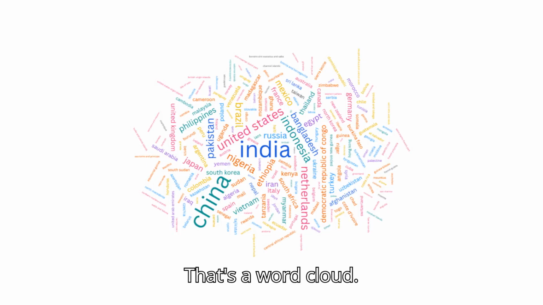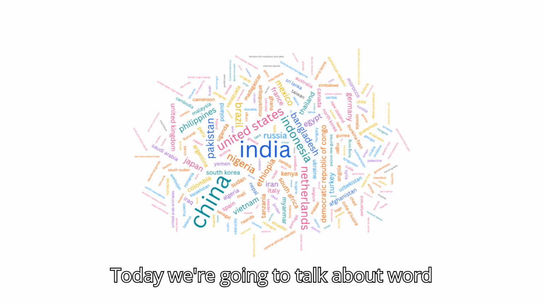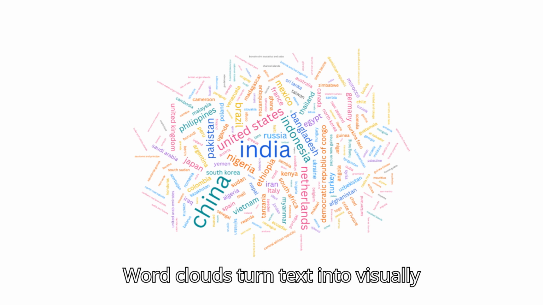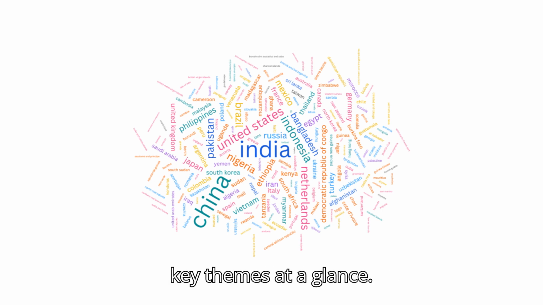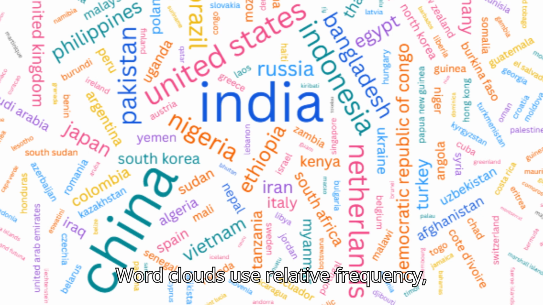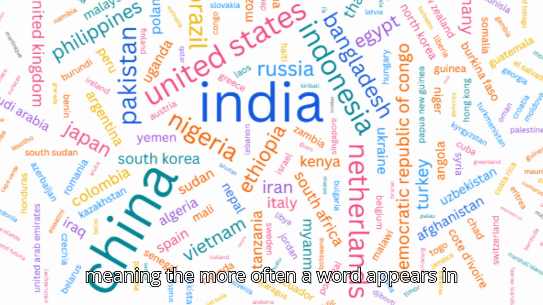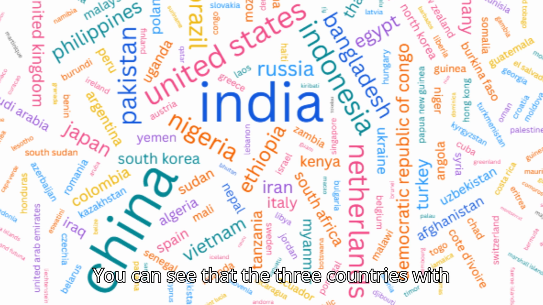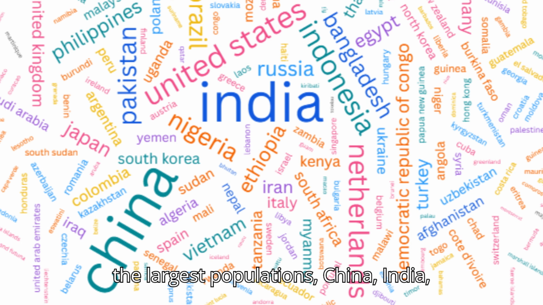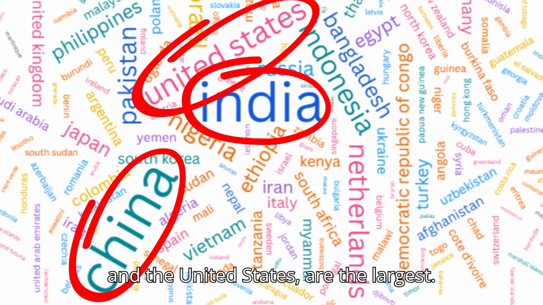That's a word cloud. Today we're going to talk about word clouds. Word clouds turn text into visually engaging art, making it easier to see key themes at a glance. Word clouds use relative frequency, meaning the more often a word appears in a text, the larger it is displayed. You can see that the three countries with the largest populations, China, India, and the United States, are the largest.